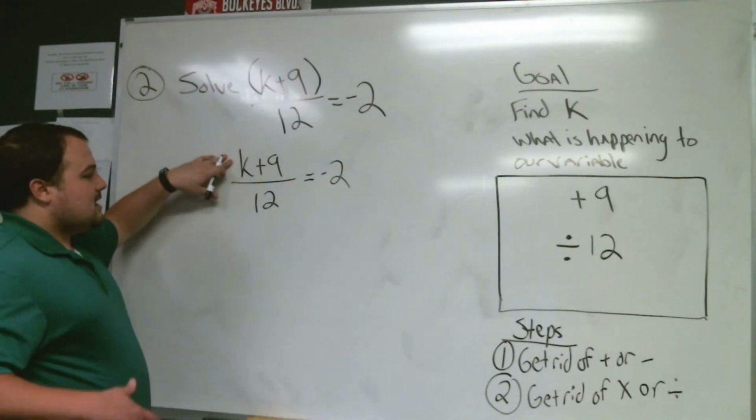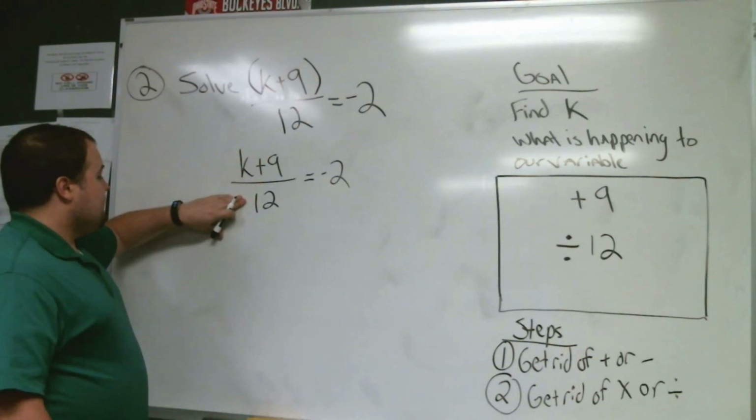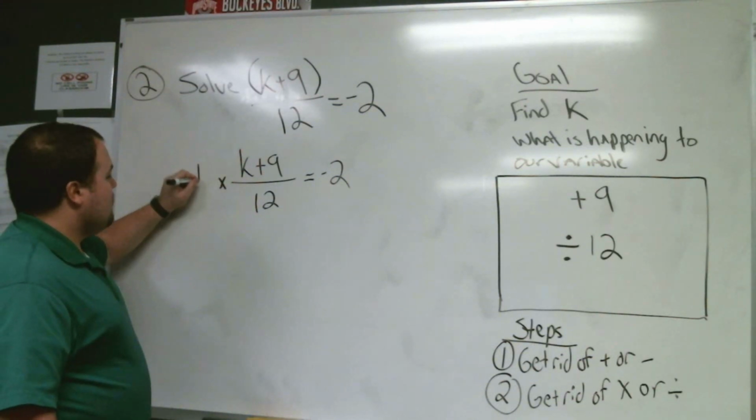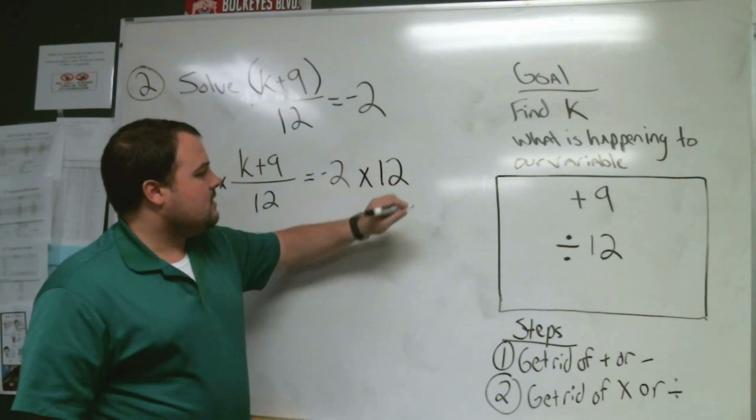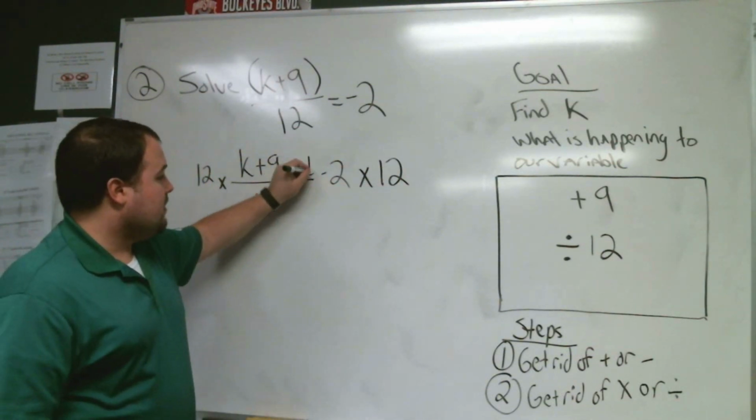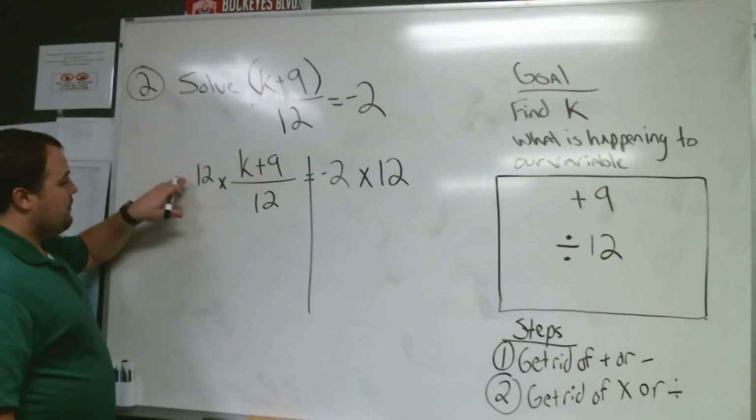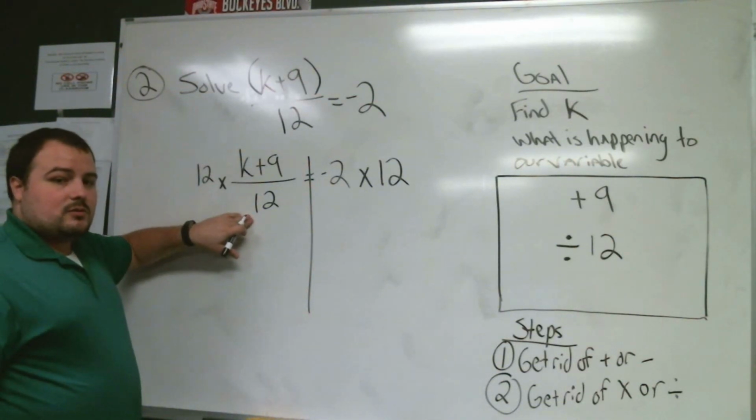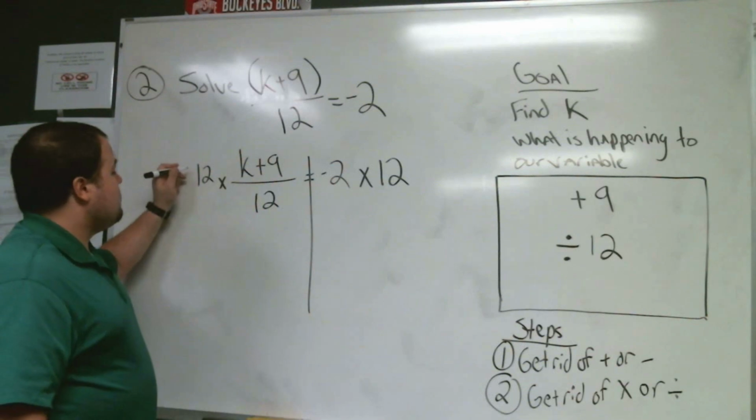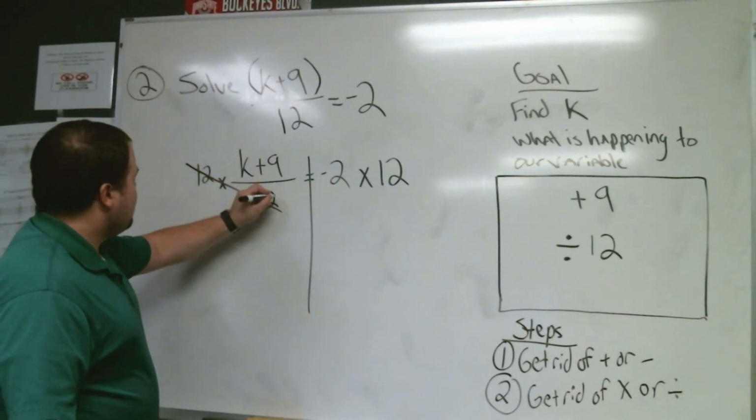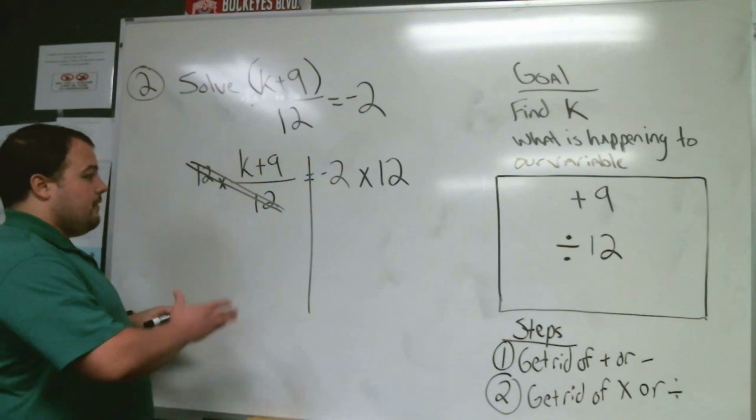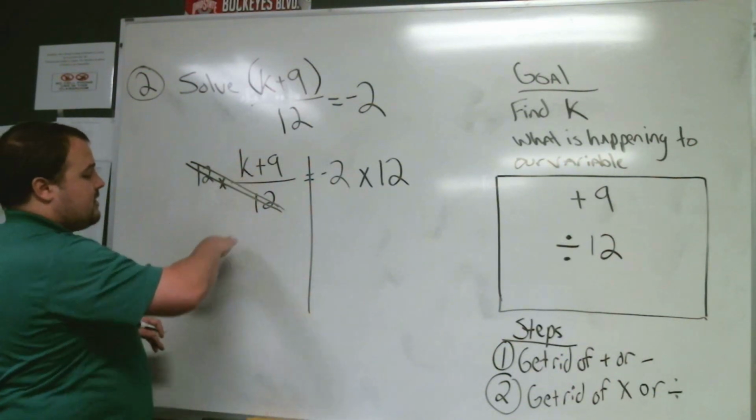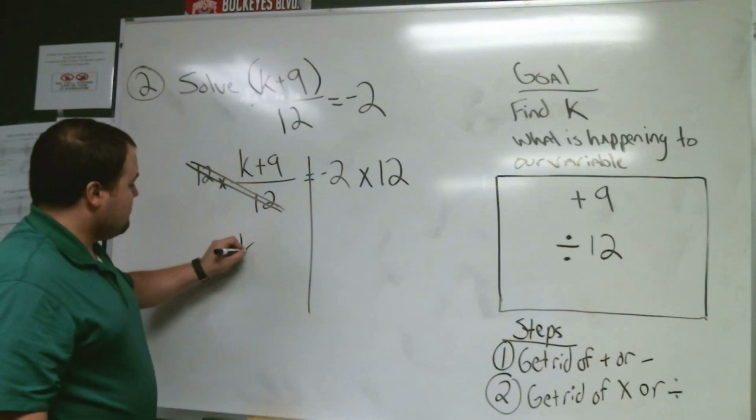Okay, since this thing is in parentheses, to get rid of division by 12, we're going to multiply by 12. And if we multiply by 12 on one side, you have to multiply by 12 on the other side. Multiplying by 12 and dividing by 12 is like 12 divided by 12, which equals 1. So we can just say we cancel those units out. So those are gone. Well, if those are gone, the only thing left is k plus 9. Let's go ahead and drop that down.